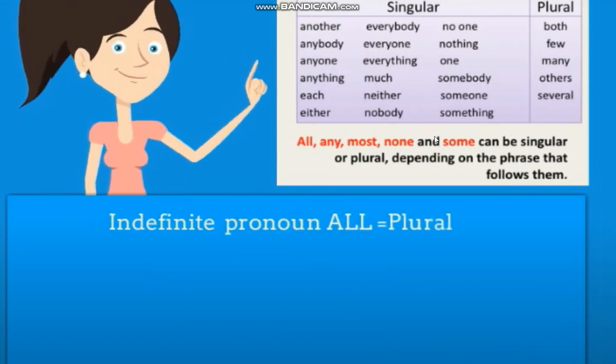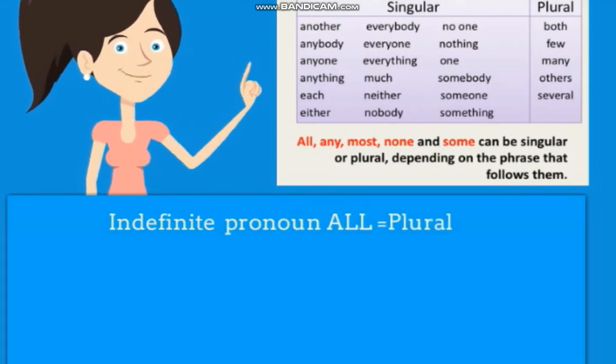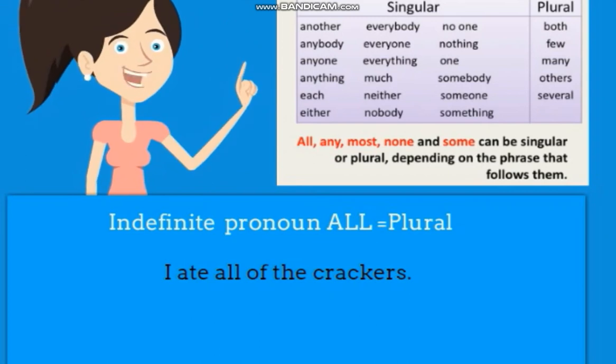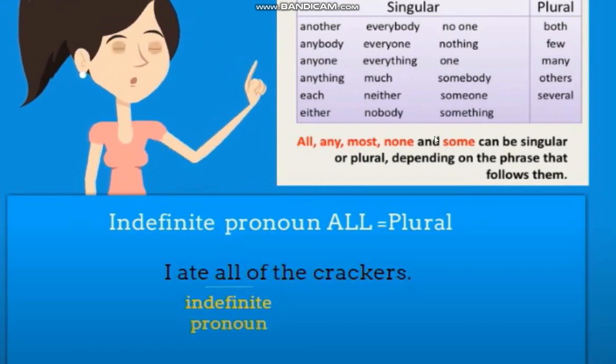Let's look at a sentence where the indefinite pronoun all is plural. I ate all of the crackers. All is my indefinite pronoun. Now here, we have to identify whether all is singular or plural. So we'll find the object. And here the object is, which is the object, students? Crackers. Very good. Crackers is the object of the sentence.